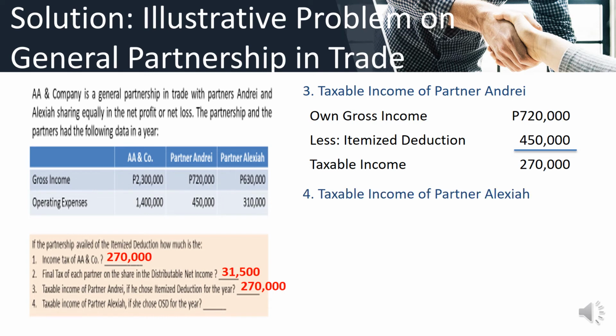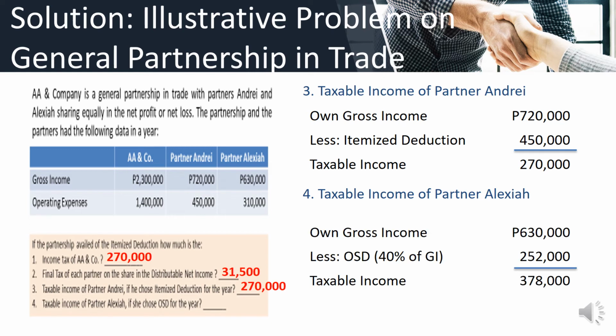Next is the taxable income of partner Alexia. Again, si Alexia, ang pinili niya ay OSD. So, dito, pwede natin sabihin na free ang partner na piliin kung ano yung gusto niyang mode of deduction. It's either itemized or OSD. Depende kung ano yung gusto niya. Hindi na siya dependent sa kung ano ang pinili ng partnership.